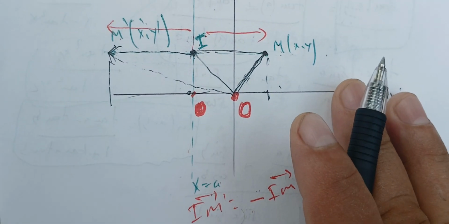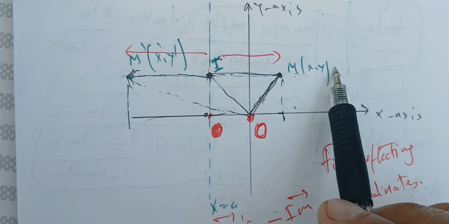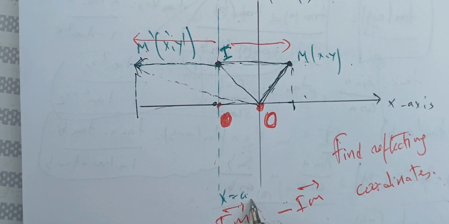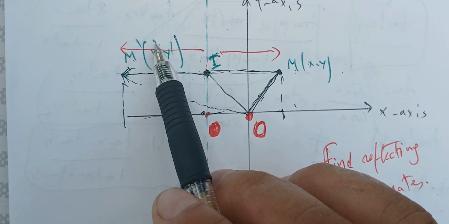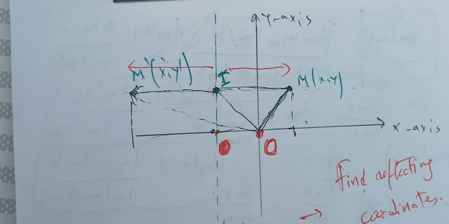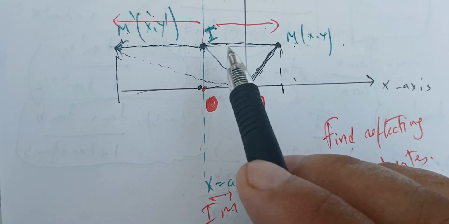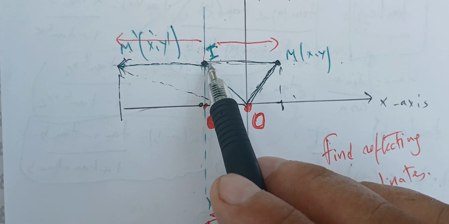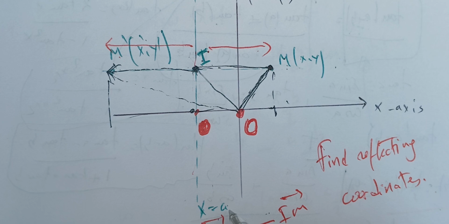In this problem, we're going to reflect the point M that has coordinates x, y about the line x equals a. We will obtain this point M prime that has coordinates x prime, y prime. Because this is a reflection, we know that this point I is in the middle, and at the same time, I belongs to this line, x equals a.